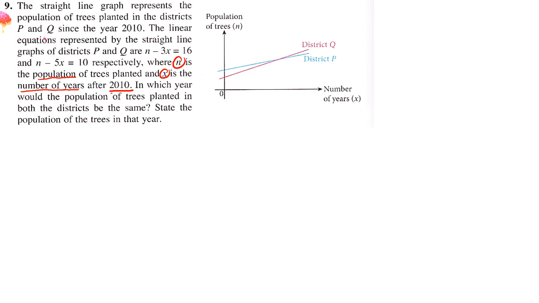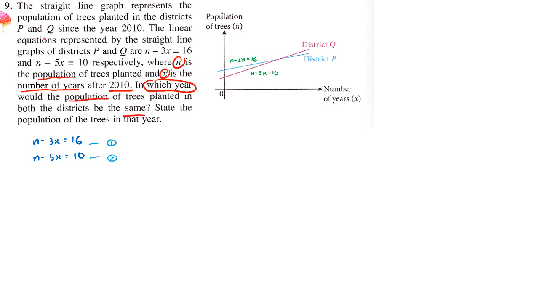In which year would the population of trees planted in both the districts be the same? Also state the population of the trees in that year. We don't need to define anything since they've already told you what n and x are. Or we say let this and this be n and x respectively. We don't even need to form the equation. They've already given you the equation. But what they want you to find is which year the population would be the same.